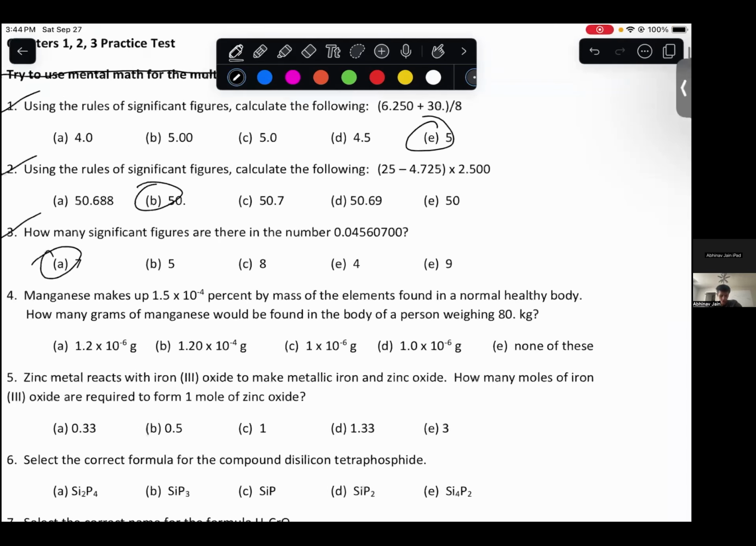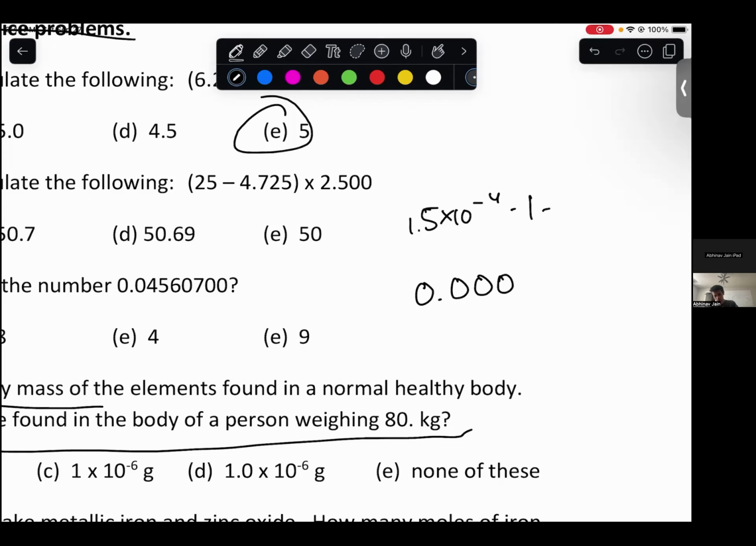Manganese makes up 1.5 times 10 to the negative 4% by mass. It's asking how many grams of manganese would be found in the body of a person weighing 80 kilograms. So we're given 1.5 times 10 to the negative 4%. If we write that without scientific notation, we can do 1.5 times 10 to the negative 4 in our calculator. Make sure we're in normal mode and then click enter, and it's going to give us the decimal places.